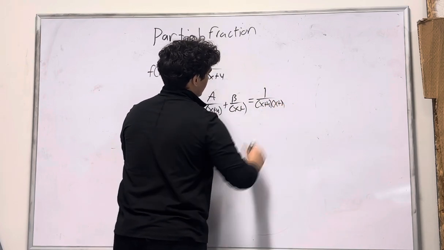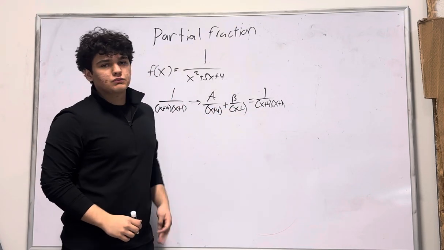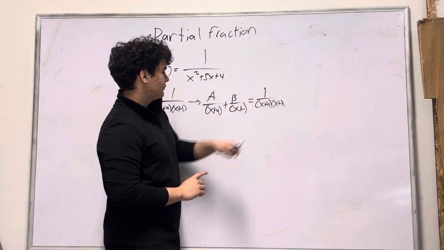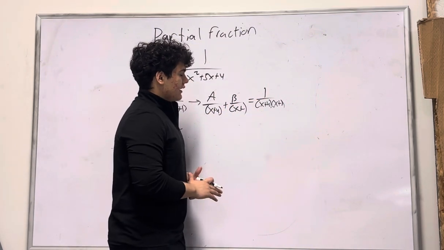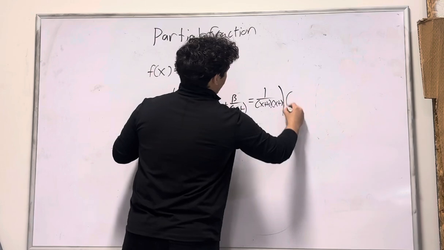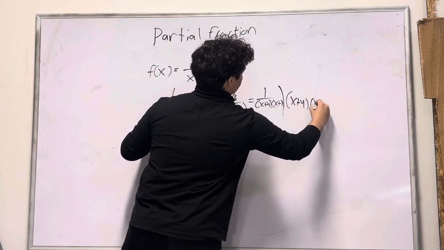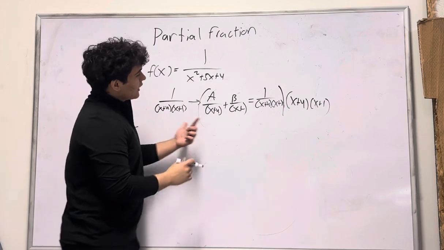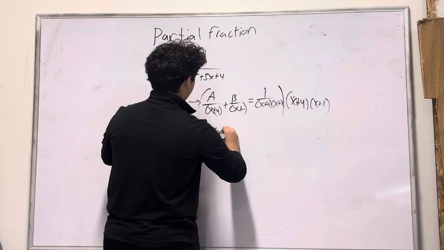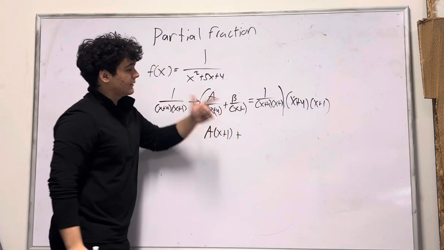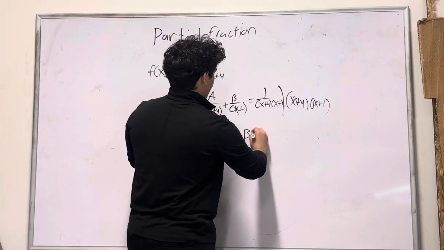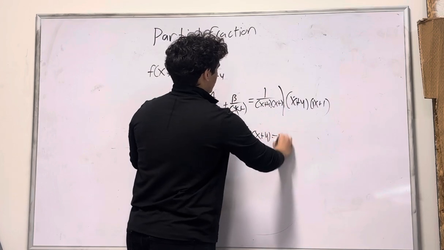All right. Now, I left it like this because what we're going to have to do now is multiply each side by x plus 4 and x plus 1, right? And it's just going to be a lot easier. So we're going to multiply both sides by x plus 4 and x plus 1. Okay, so when we multiply it for A, the x plus 4 is cancelled out, which will leave us A times x plus 1 plus, now the B here, the x plus 1s will cancel out, and it'll give us B times x plus 4 is equal to 1, right?